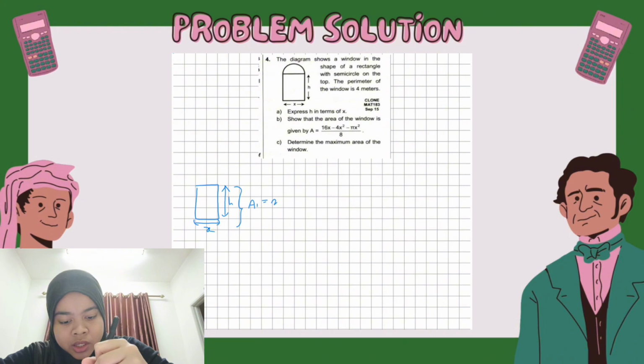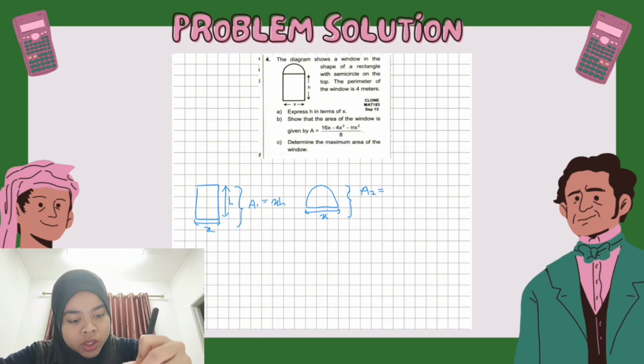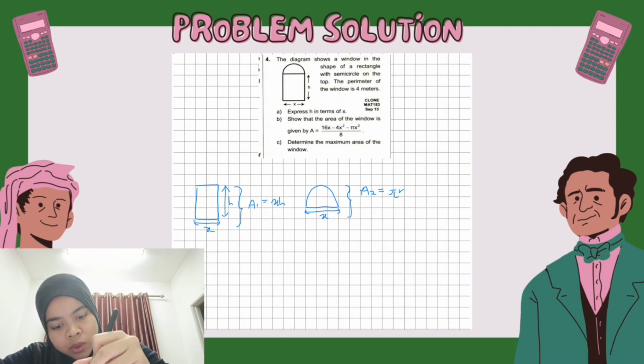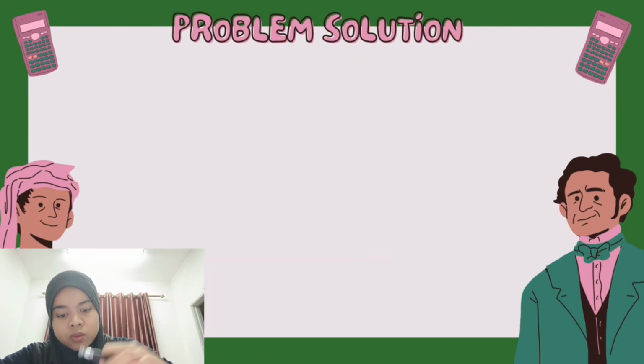So the area for this rectangle is equal to x multiplied by h. Then we're going to make the area for the semicircle. The length for the semicircle is x. So using the formula, pi multiplied by radius squared over 2. Then the radius for the semicircle is x over 2, because x is the diameter.